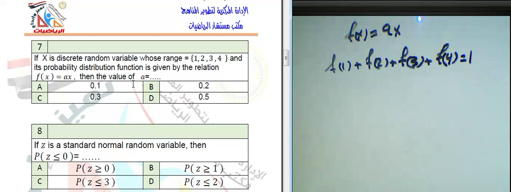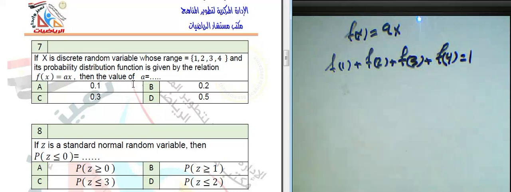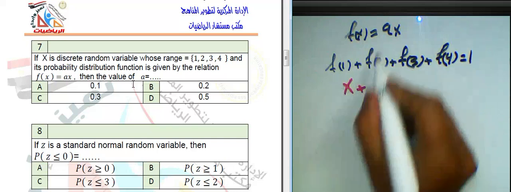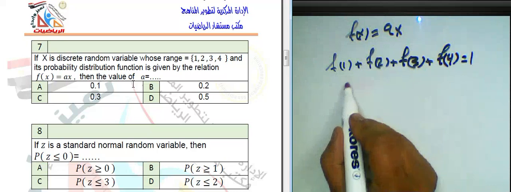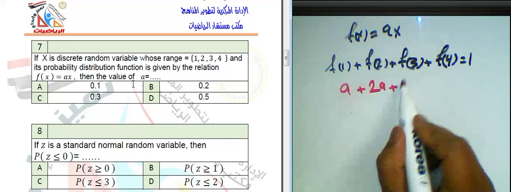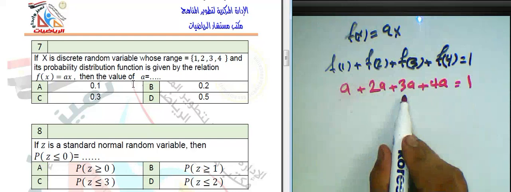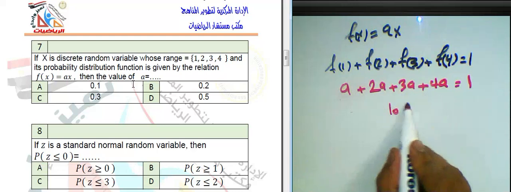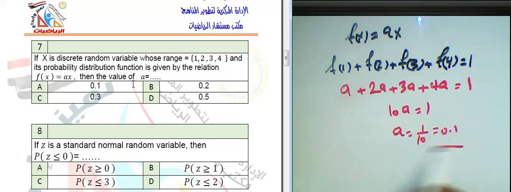Put it in the relation f of x equals a x. Put x equal 1 here, it will be a, and put x equal 2, it will be 2a, and 3a and 4a, it will equal 1. 1 plus 2 is 3, 3 plus 3 is 6, 6 plus 4 is 10, so 10a equals 1. We can divide by 10, then A equals 1 divided by 10, it will be 0.1. Choose letter A about this example.